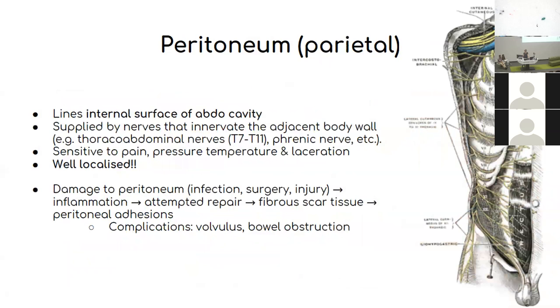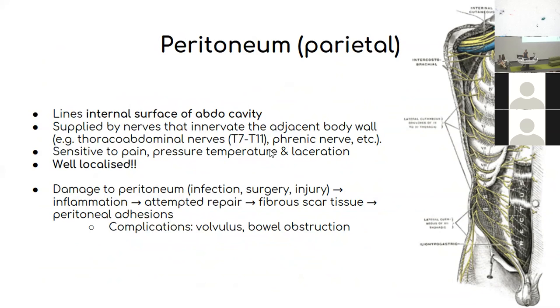So then we have the parietal peritoneum. This is lining the abdominal cavity. And in contrast to the visceral peritoneum, this is really fine and really sensitive, with well-localized sensation of pain. So it's not going to be referred pain, but it's supplied by nerves that innervate the adjacent body wall, such as the thoracoabdominal nerves and the phrenic nerve. And yes, it is sensitive to pain in contrast to that really diffuse pain that is visceral.